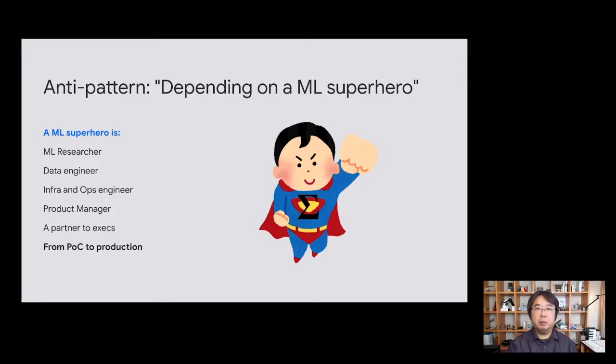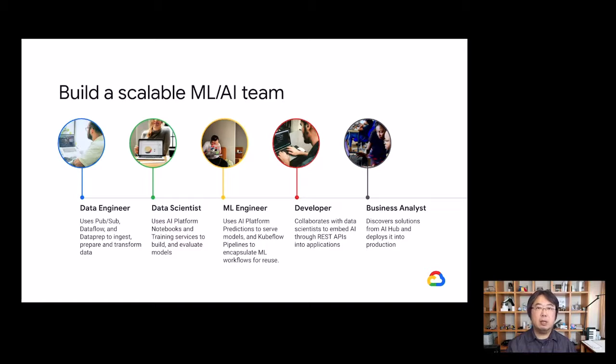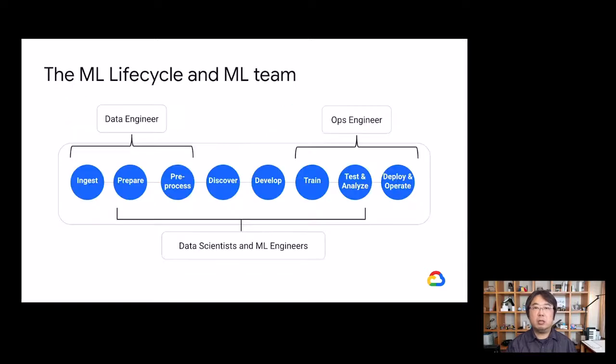And these people are great people. Machine learning superhero is awesome, but it doesn't scale, right? Especially for the enterprises and the large organizations. Because there are only a couple of such people who can do everything. Instead, if you want to really build a scalable machine learning AI adoption in enterprises, then you have to build a scalable team with multiple roles, like data engineers, data scientists, ML engineers, and so on, so that you can split the responsibility into each role.